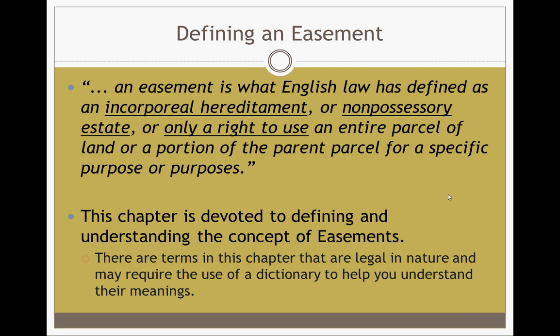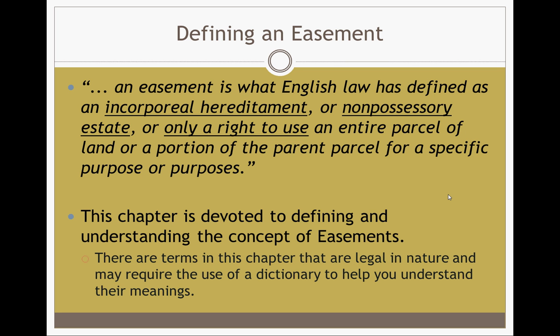So, when we try to define an easement, it is what English law has defined as an incorporeal hereditament, or non-possessory estate, or only a right to use an entire parcel of land or a portion of the parent parcel for a specific purpose or purposes. This chapter is devoted to defining and understanding the concept of easements, because easements are something that can be misconstrued and complicated, and we're going to talk about why that is and issues that arise with it, and then what we should do as surveyors when it comes to easements.